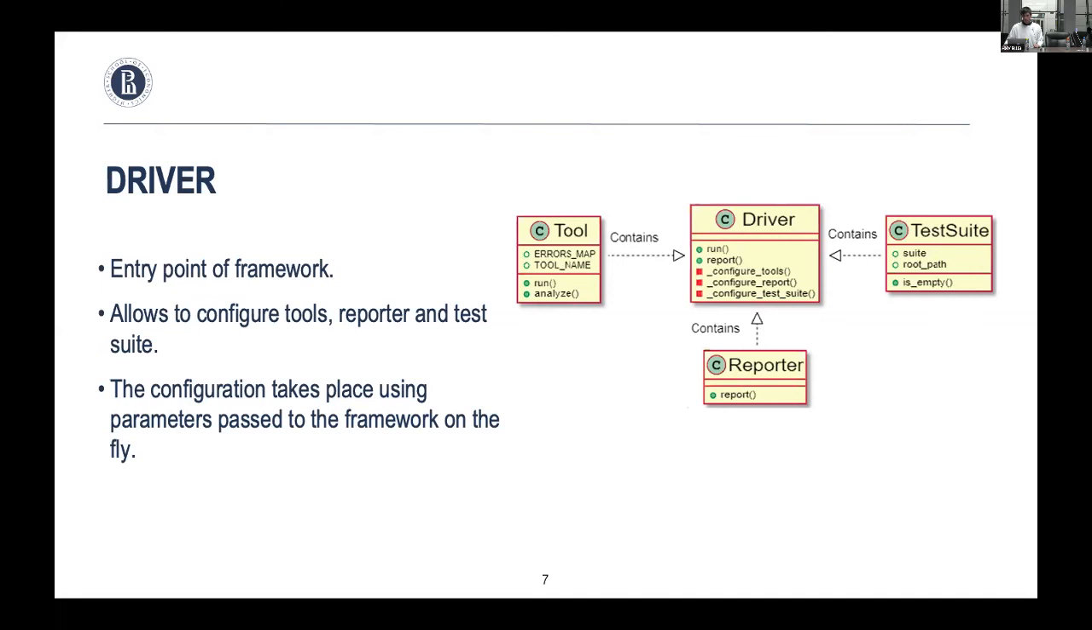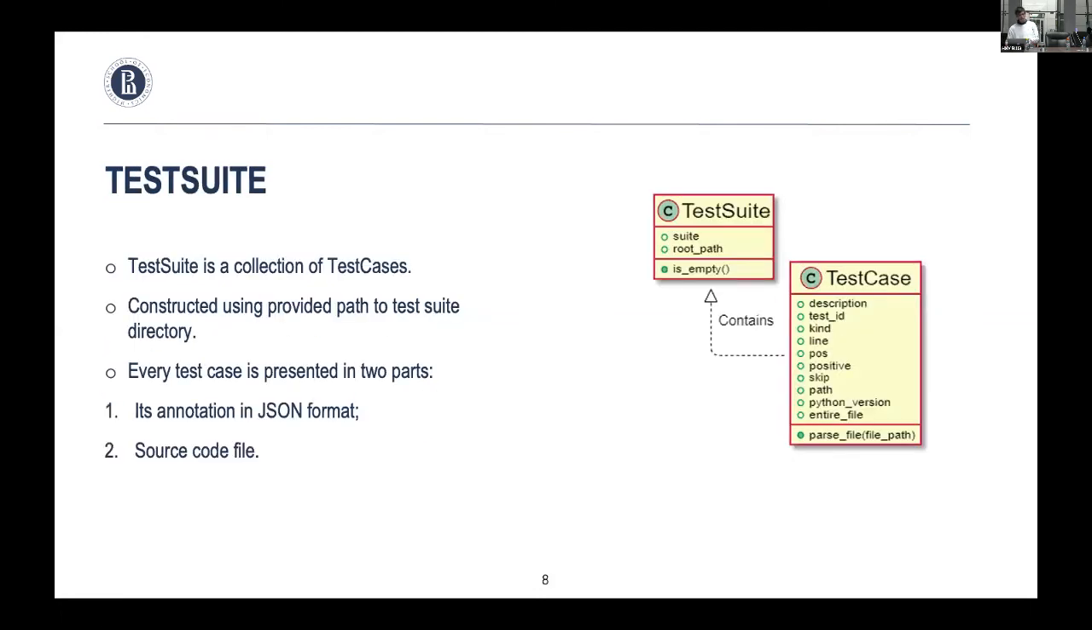The next component is test suite. Test suite is a collection of test cases. It's constructed using the provided path to the test suite directory. Every test case is presented in two parts. The first part is an annotation in JSON format, and the second part is a source code file.